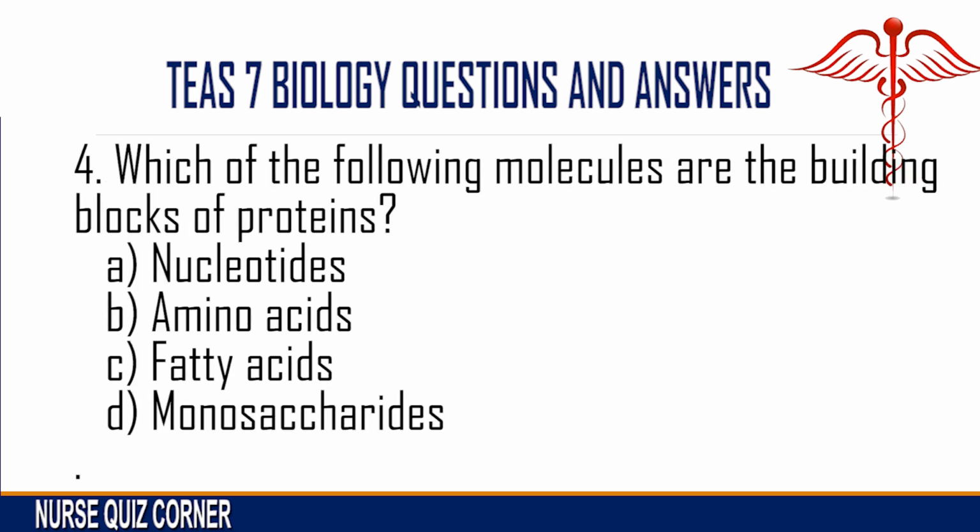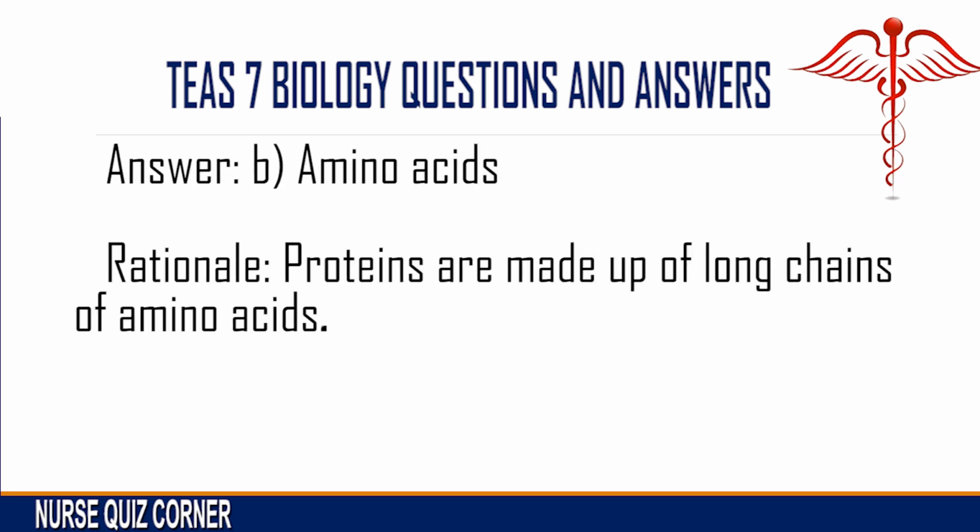4. Which of the following molecules are the building blocks of proteins? A. Nucleotides. B. Amino acids. C. Fatty acids. D. Monosaccharides. Answer: B. Amino acids. Rationale: Proteins are made up of long chains of amino acids.